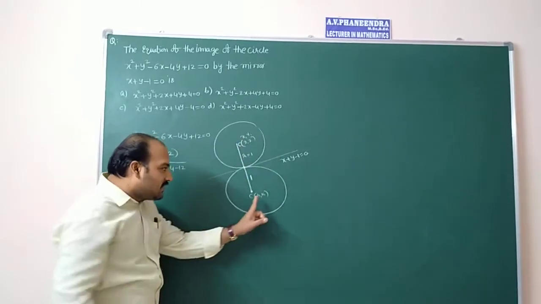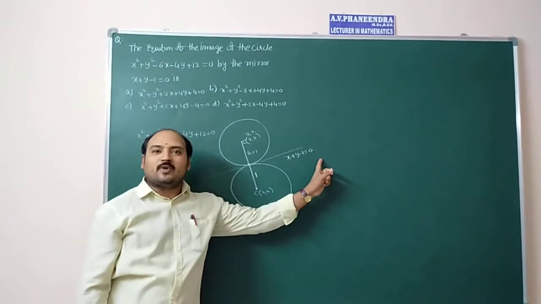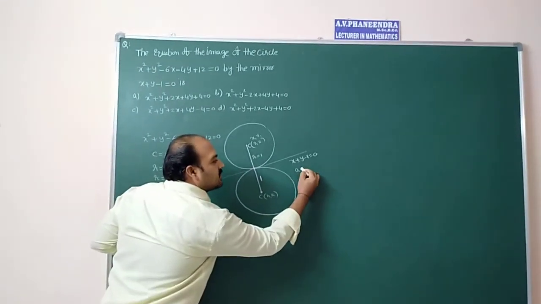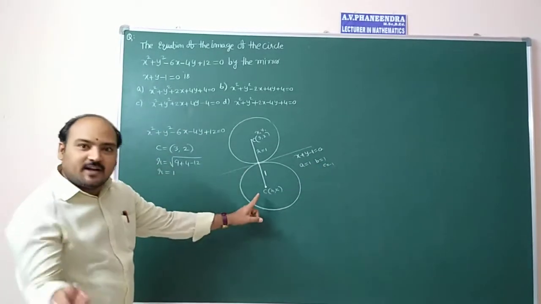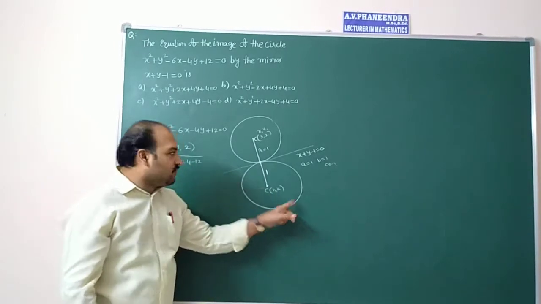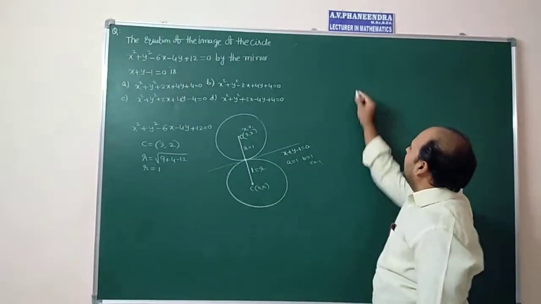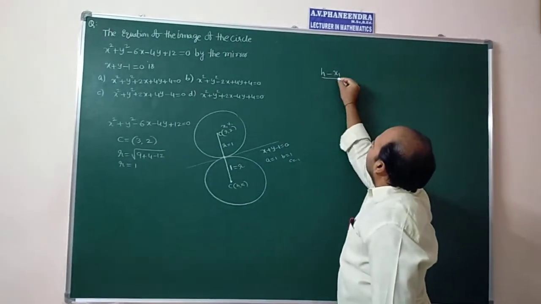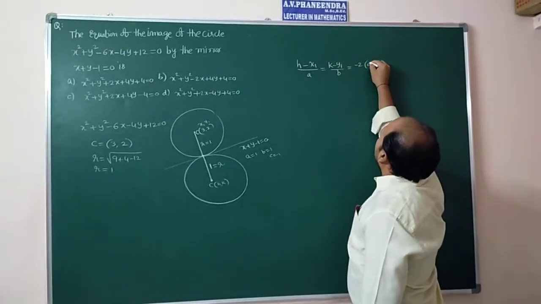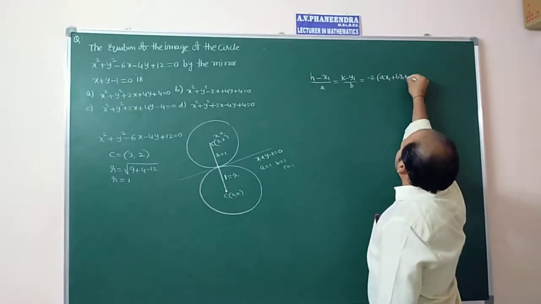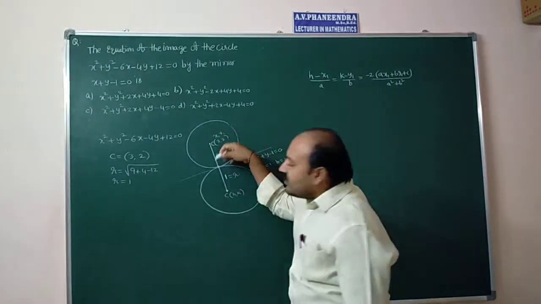(x1, y1), that means (h, k) is the image of this point with respect to the mirror x plus y minus 1 equal to 0. Compare this with ax plus by plus c equal to 0: a is equal to 1, b is equal to 1 and c is equal to minus 1. So the center of the required circle is (h, k) and the radius is obviously 1. So how to get that image by using the image formula? (h minus x1) by a equal to (k minus y1) by b is equal to minus 2 into (a x1 plus b y1 plus c) by (a square plus b square). What is (x1, y1)? (x1, y1) means the center of the first circle.